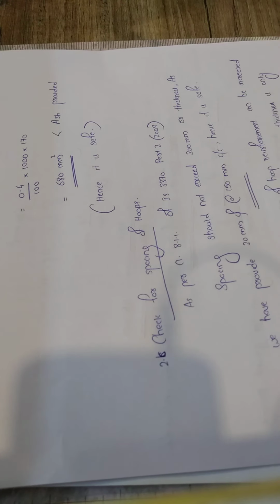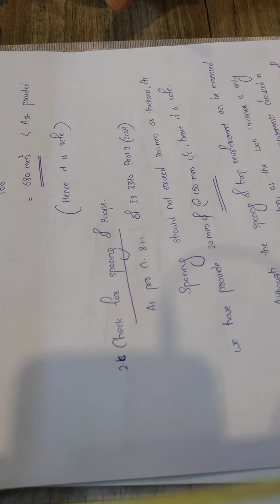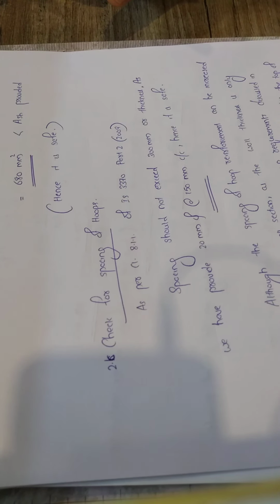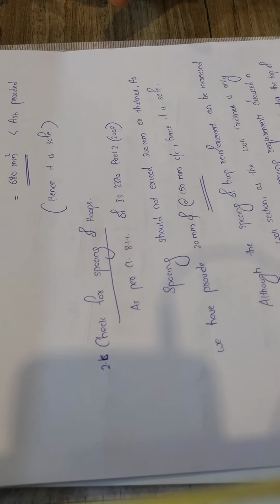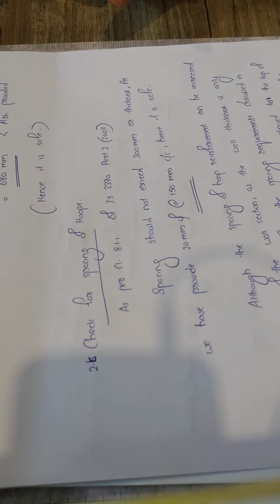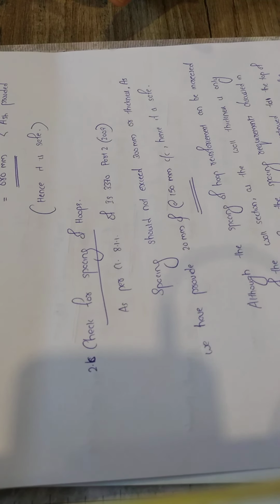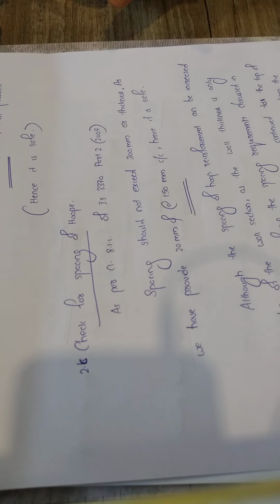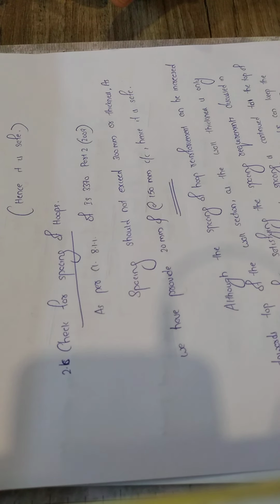Okay, the third check that we have to do is the spacing of the hoops. This also we have discussed in the previous video. It is given in IS 3370 part 2 clause 8.1.1. The spacing should not exceed 300 mm or the thickness that we have given. Here the thickness is 170 mm. So what we have provided is 20 mm at a 150 mm center to center, and it is safe.